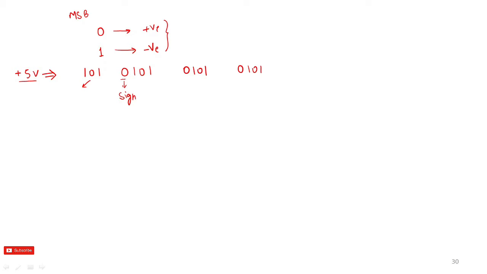This is the unsigned method representation. This is the sign representation of plus 5. This is in one's complement and this is in two's complement.